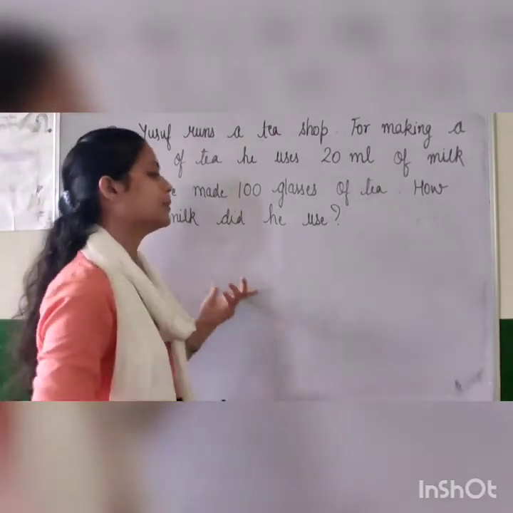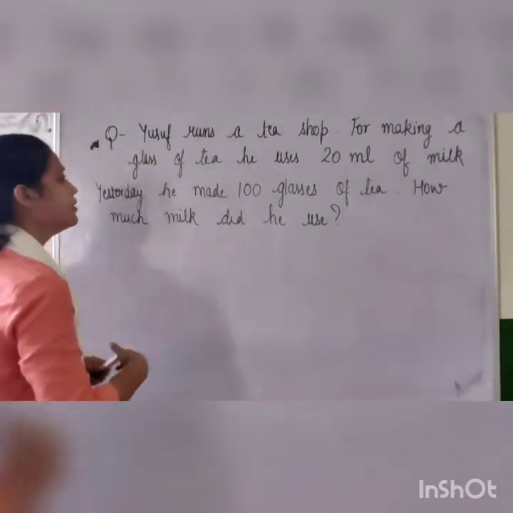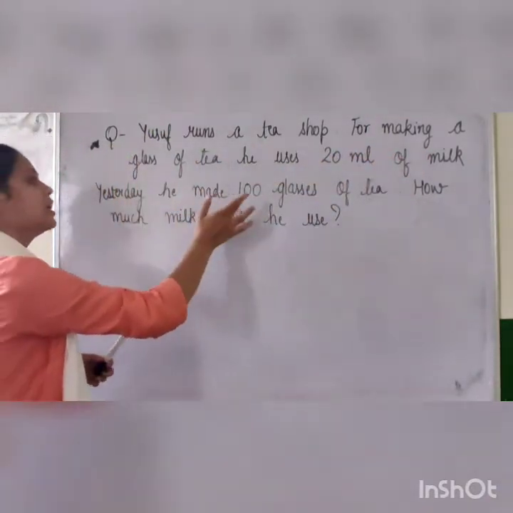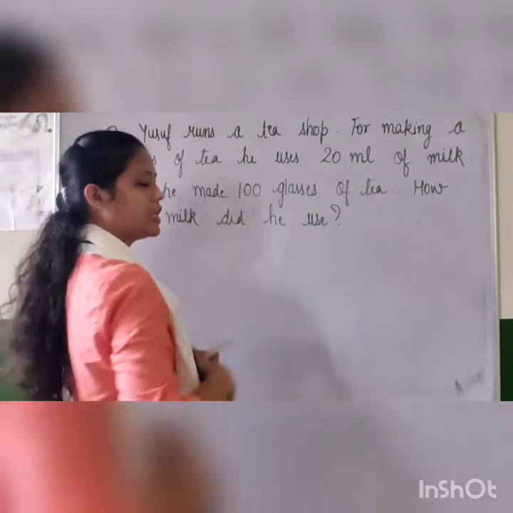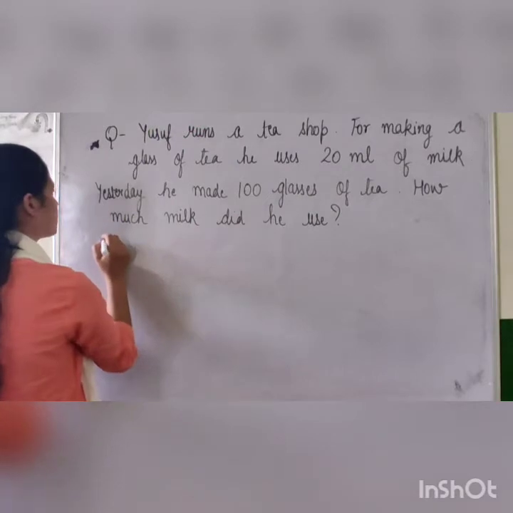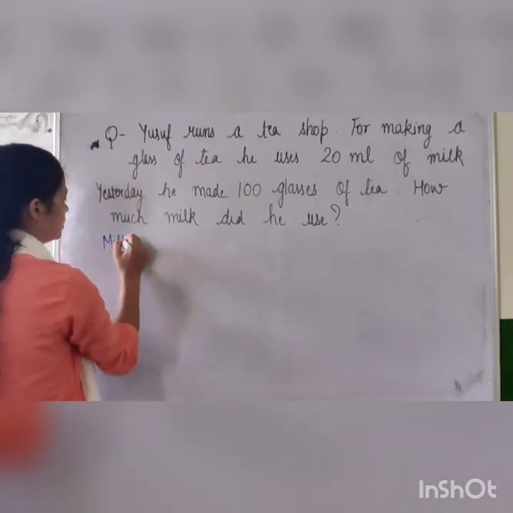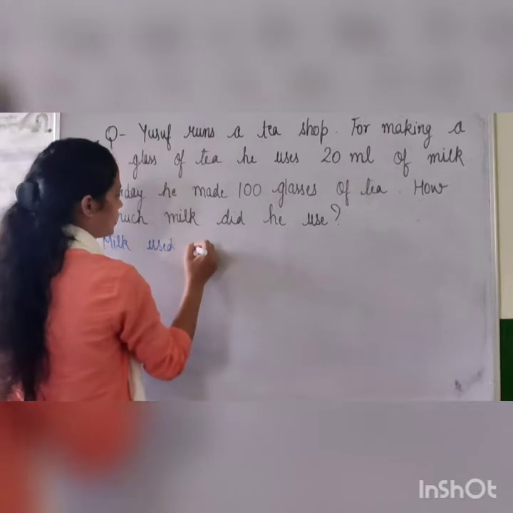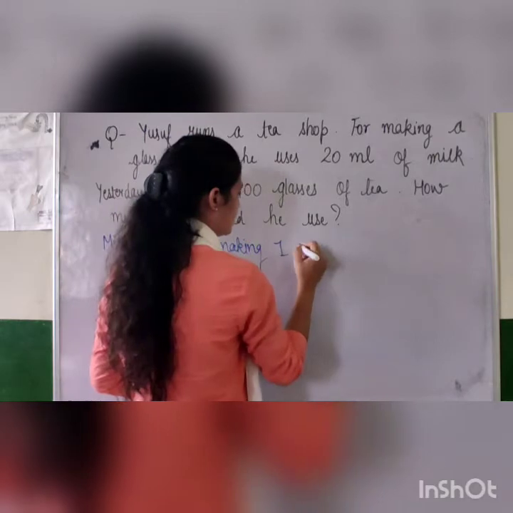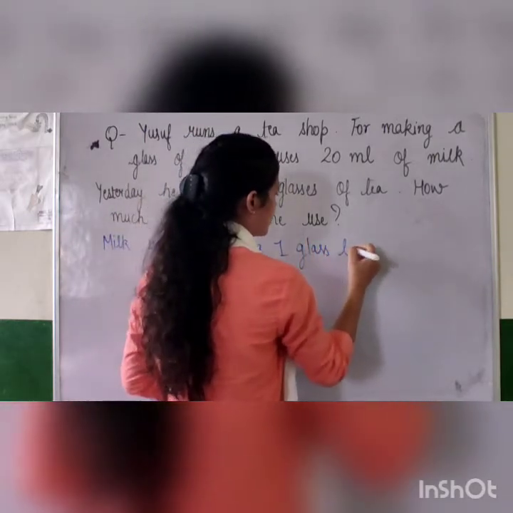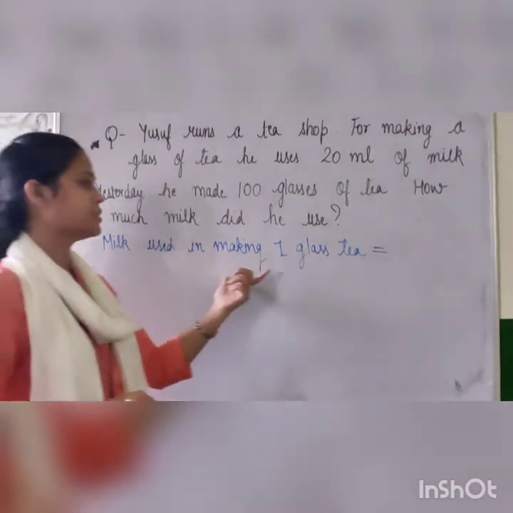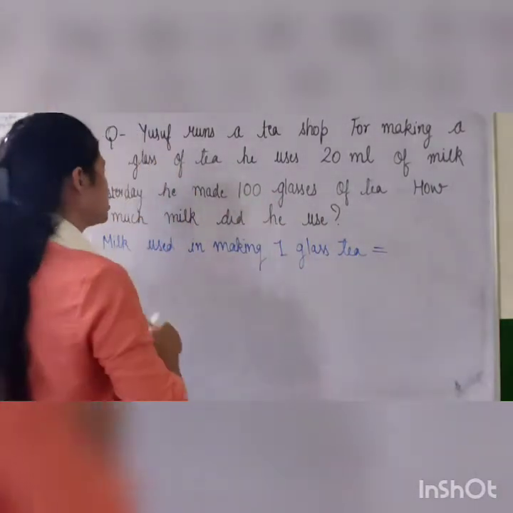So now we have to tell how much milk did he use. For making one glass of tea, he needs 20 ml of milk. So we have to tell that for making 100 glasses of tea, how much milk did he need? So let's find out. Milk used in making one glass of tea. First we will write the things that are already given to us. How much milk is used by him?